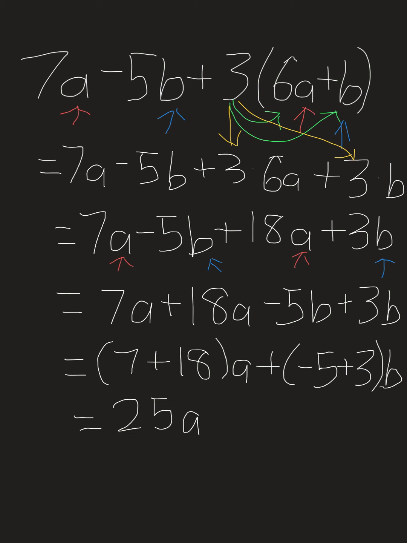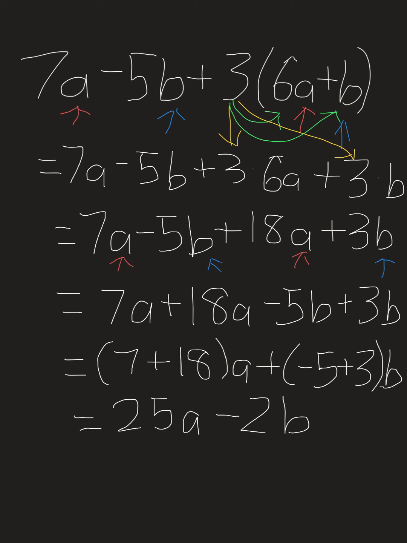Now what about the minus 5 plus 3? What's minus 5 plus 3? 5 minus 3 is 2. Good. So minus 5 plus 3 is? Negative 2. Good. Negative 2 what? B. Good. Great job.